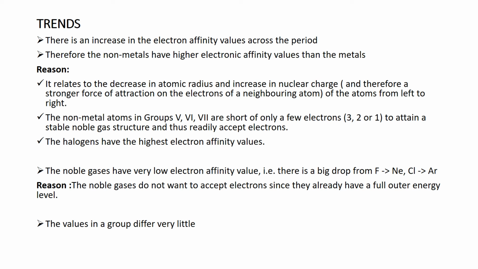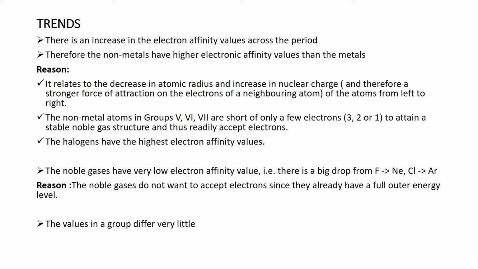So for example, oxygen, it just needs 2 electrons to be able to fill its outermost energy level. So then it makes sense that oxygen will have a higher electron affinity, because it is ready to accept electrons, because it is just short of 2 electrons to fill its outermost energy level. And also fluorine, for example, or chlorine, they also just need 1 to fill their outermost energy level. So it makes sense that they have a higher electron affinity.